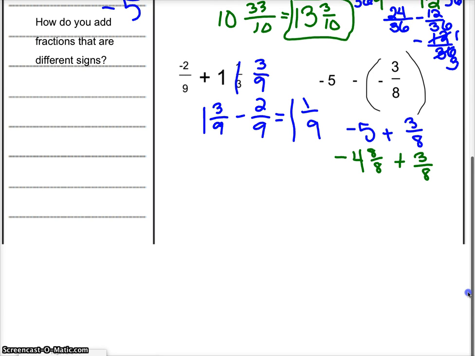So since they're different signs, I know I need to take their difference. So I go 4 and 8 over 8 minus 3/8, which is equal to 4 and 5/8. And then which one do I have more of, negatives or positives? Negative, so it will be a negative 4 and 5/8. So this is definitely upping the rigor level of fractions. You have to be able to identify which fraction is bigger. If they're opposite signs, you need to take their difference.